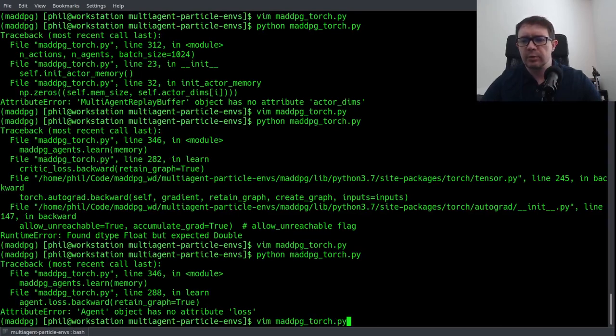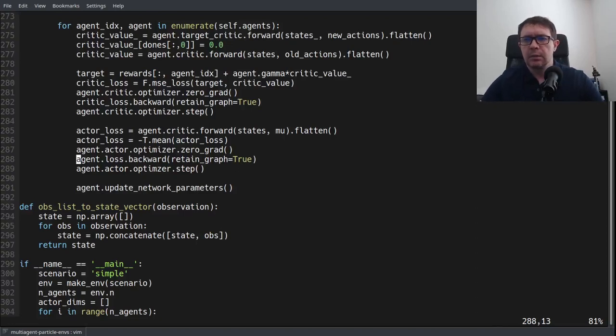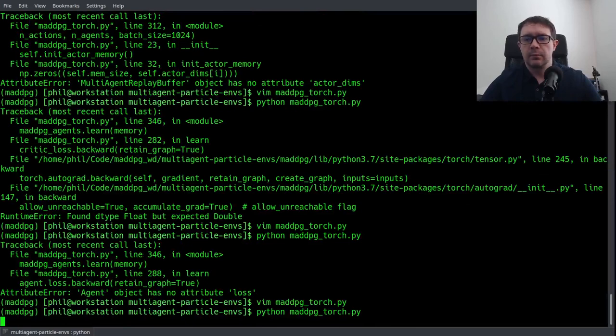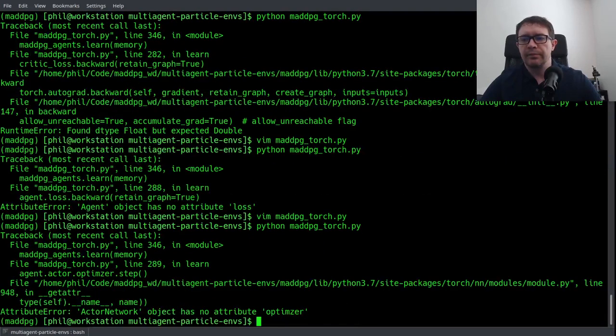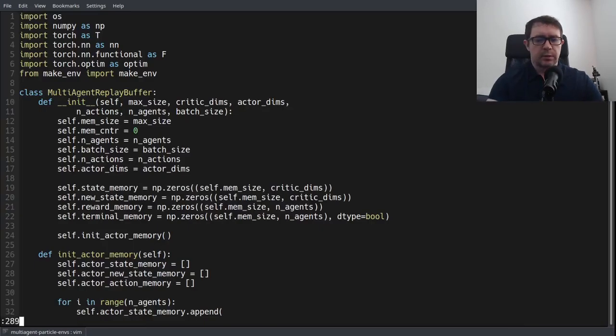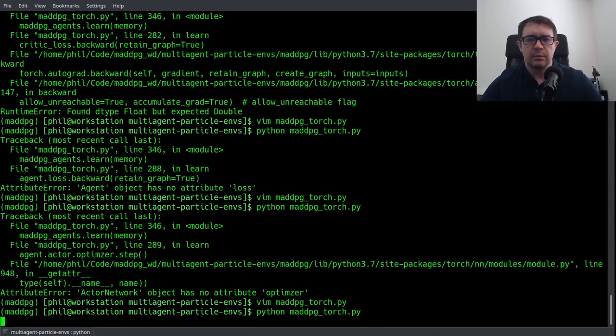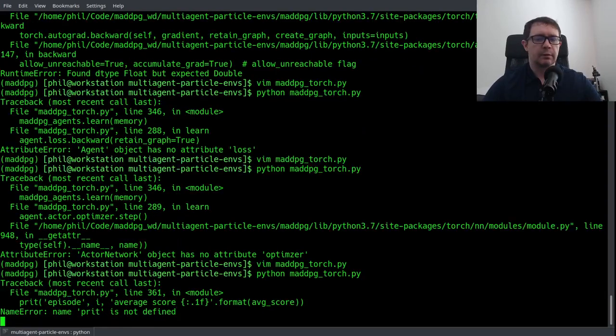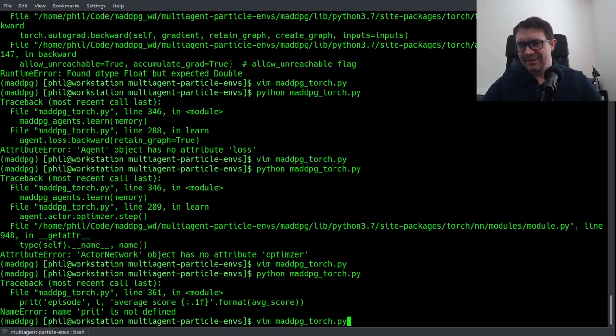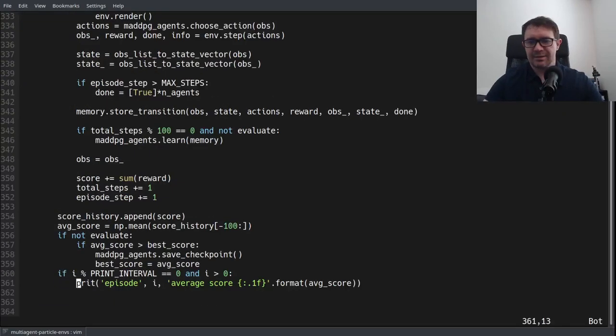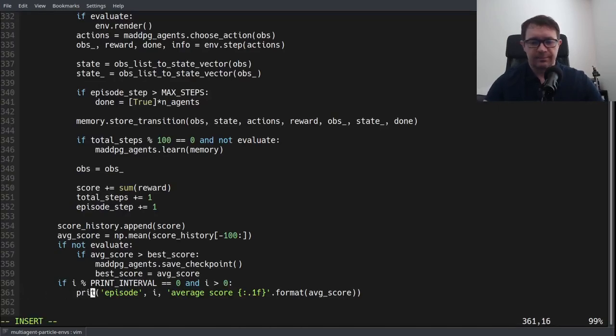Agent has no attribute loss, line 288. That's because it's actor underscore loss dot backward. Timser? Yeah, that's not right, is it? Line 289. Timser. Okay. And now it should error out on the directories because I haven't made new directories. Good grief. Yeah, this is a long video, folks. Must forgive me.